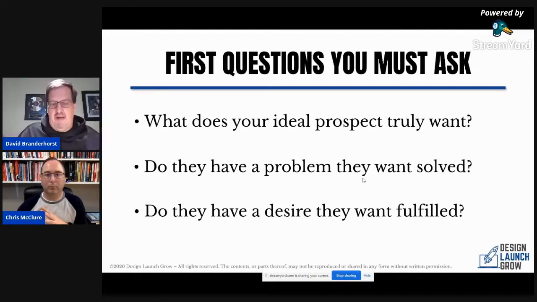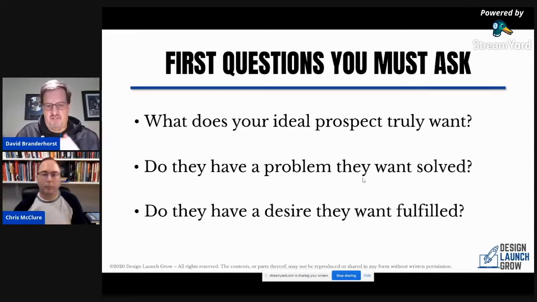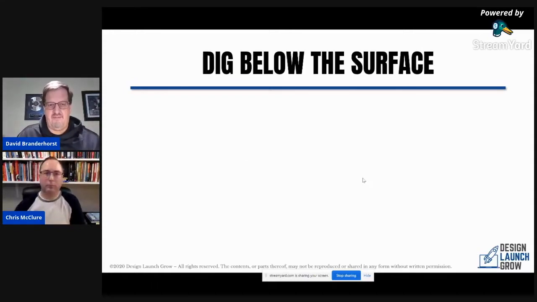We're either fixing a problem, something's wrong and we're going to set it right, or we want something that we don't currently have. So understand, what is it that your prospect wants? What is it that their heart is really saying, this is what I want for my life. This is what I want to feel. This is what I want to achieve. This is what I want to have. And is it a problem or is it a desire? Which one of the two is it that they're striving for?